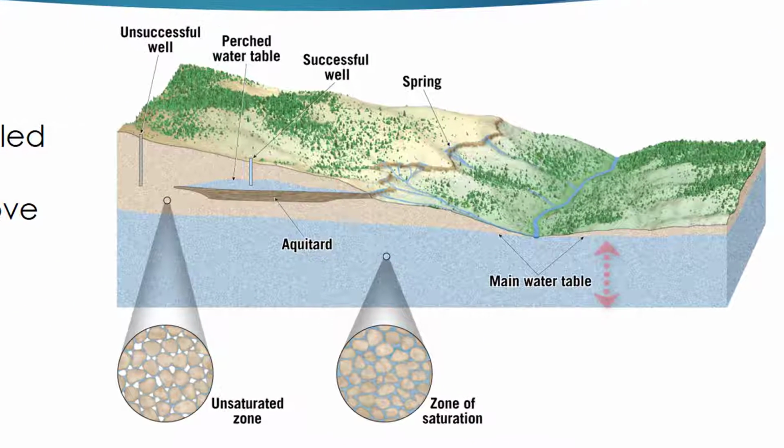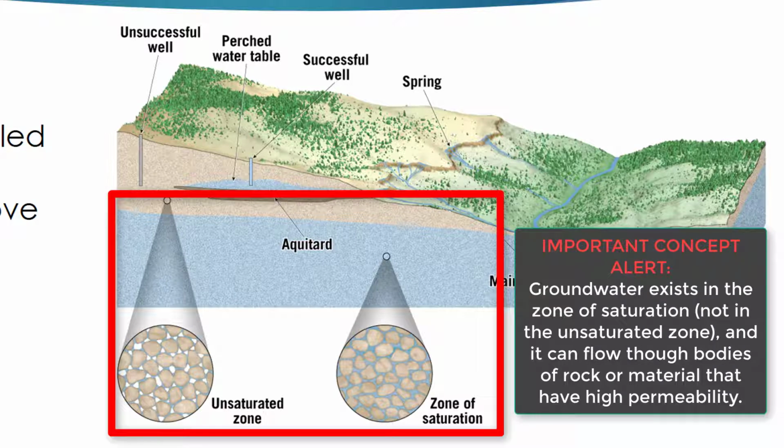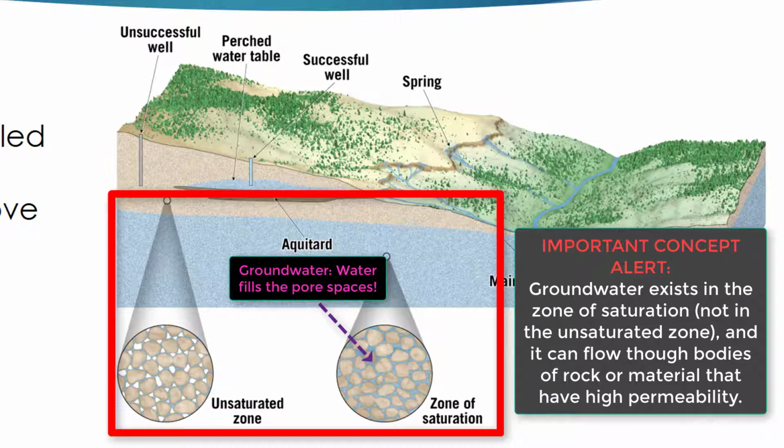Anyway, the main water table in this illustration is the blue shaded region at the bottom of the image. You see the difference between the zone of saturation and the unsaturated zone. The groundwater exists in the zone of saturation, where you can see the water filling in the space between the grains of soil and sediment. In the unsaturated zone, the space in between the grains of soil and sediment is not occupied by water.